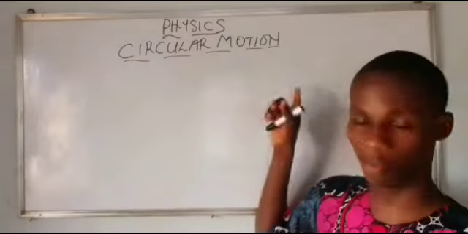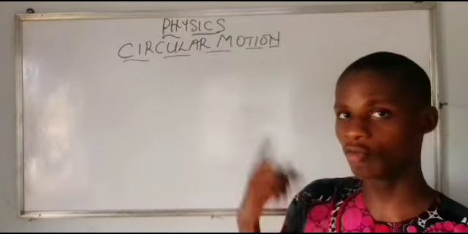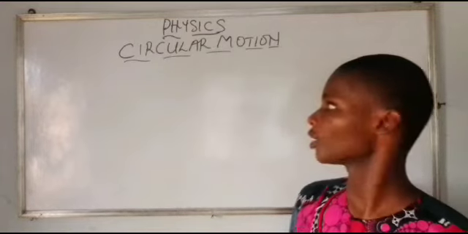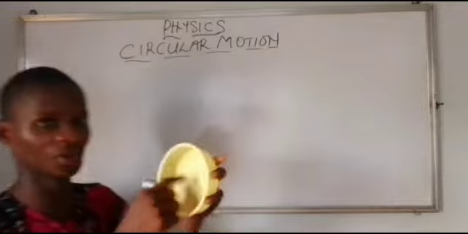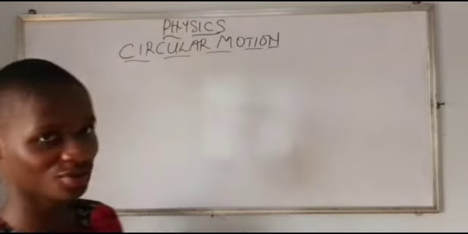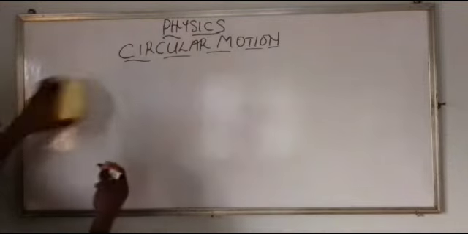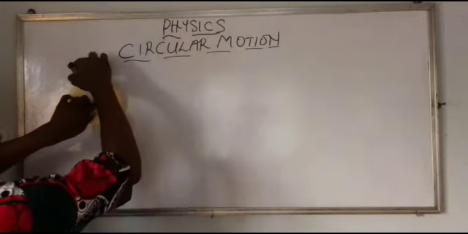Now, circular motion is simply the movement of an object along a circular path about a fixed point. Alright? Now, let me use this plate to draw a perfect circle. We want to use it for physics class, alright?